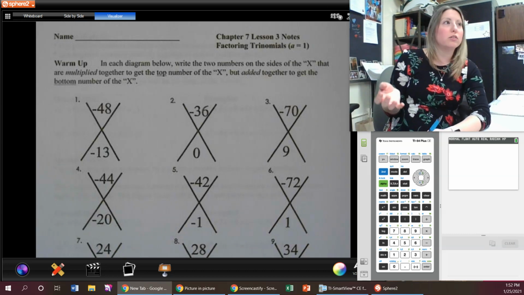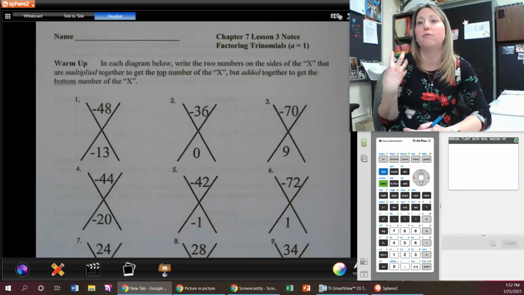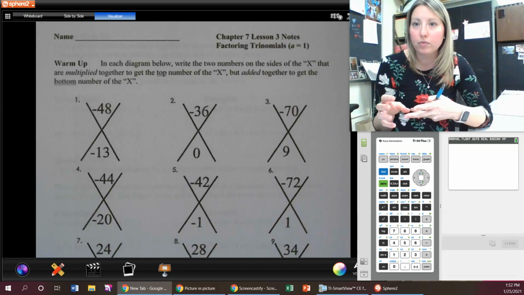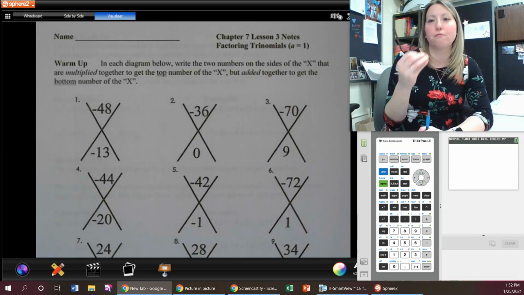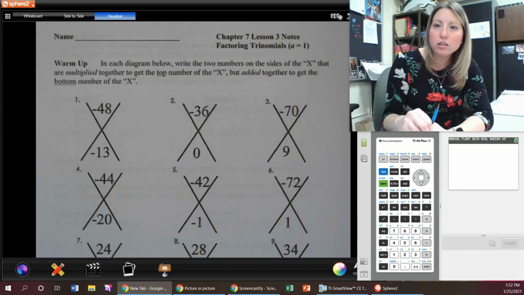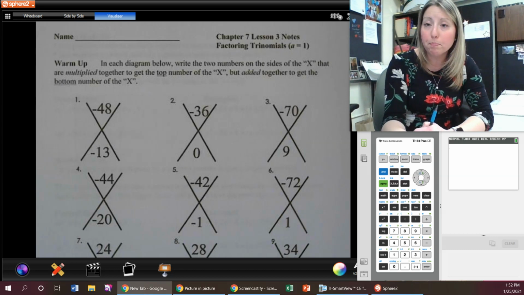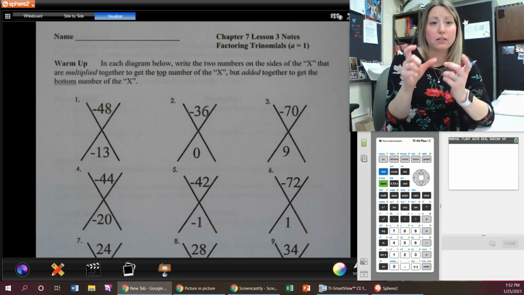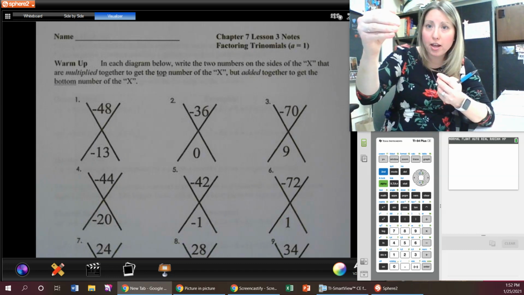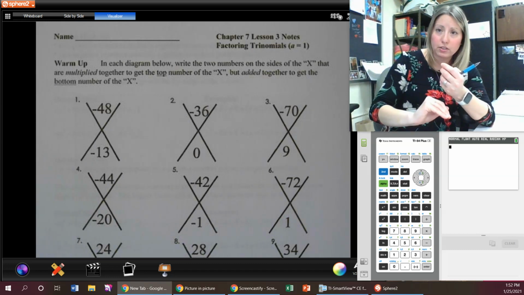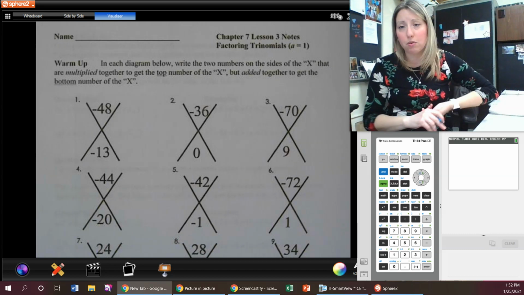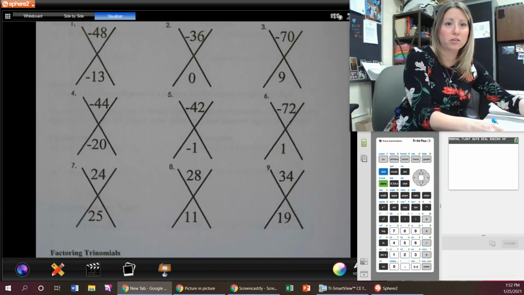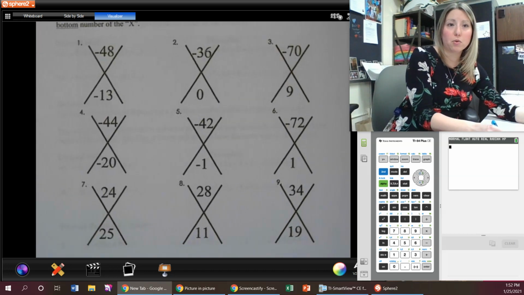And these little puzzles are going to warm our brains up to the idea of thinking of the values that will multiply to give us one number, or add and subtract to give us another number. And it's the same two numbers that multiply to give us this, but add or subtract to give us that. Okay, that's the first thing we really want to look at. So we're going to use these X's right here as our little puzzle.